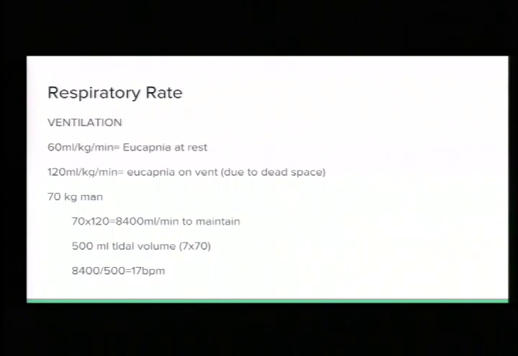So for a 70-kilo man or woman, at 120, that's 8,400 milliliters per minute to maintain. So it's a 500 ml tidal volume, because you're back to your 6 to 8 milliliters per kilo tidal volume. So you take 8,400, how much you need in a minute, divided by your tidal volume, is 17 breaths per minute. So an easy way to calculate your respiratory rate. Questions about that?